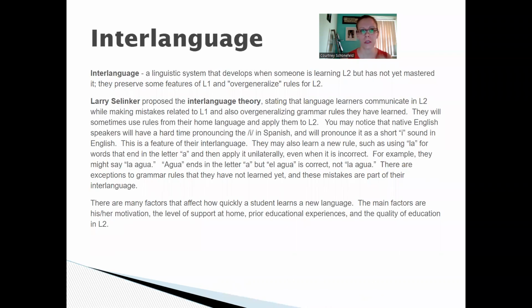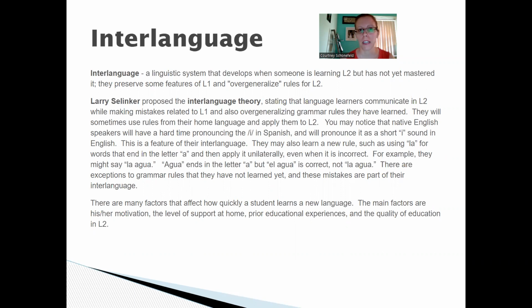All right. So Larry Selinker, you've probably never heard his name before unless you studied language acquisition. He proposed something called the Interlanguage Theory. He says that when we're speaking L2, we're still making mistakes related to L1 and we're overgeneralizing. So think of inter as connecting, right? So it's a language, yes, they're speaking L2, but it's still pretty connected to L1. So they're making mistakes related to L1.